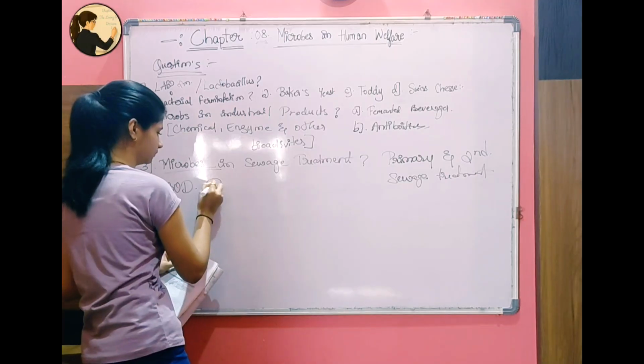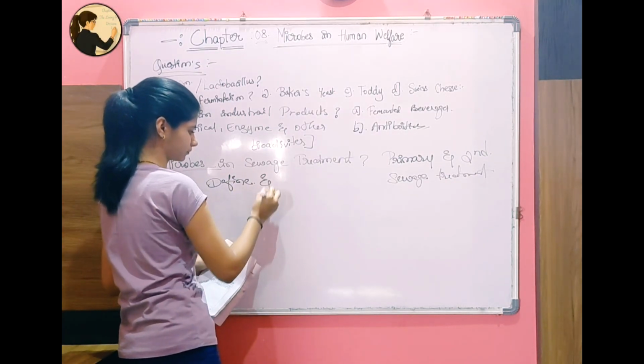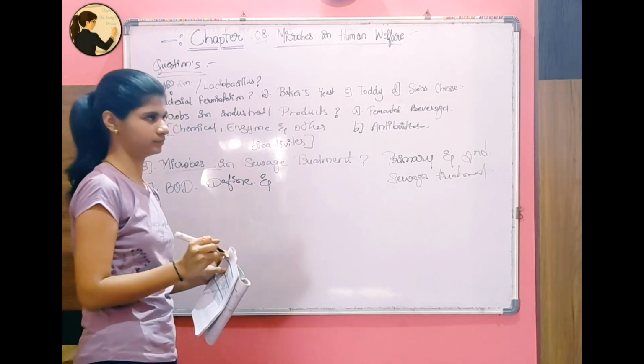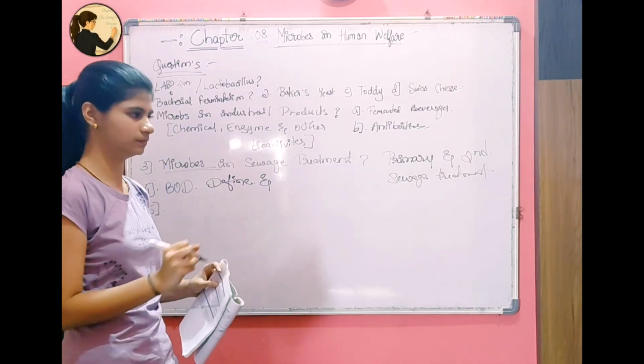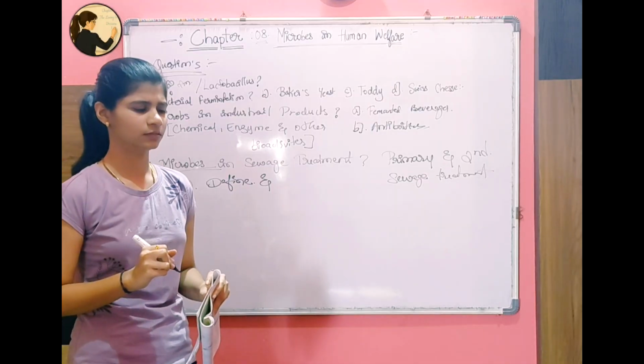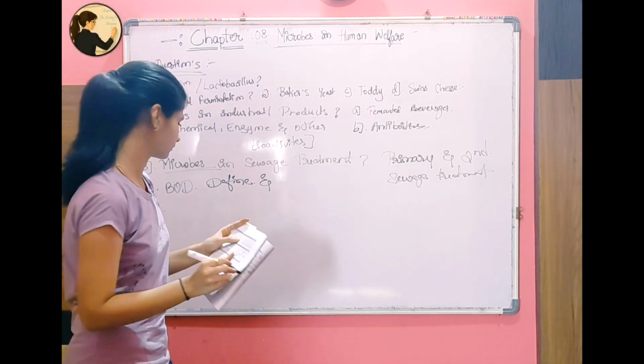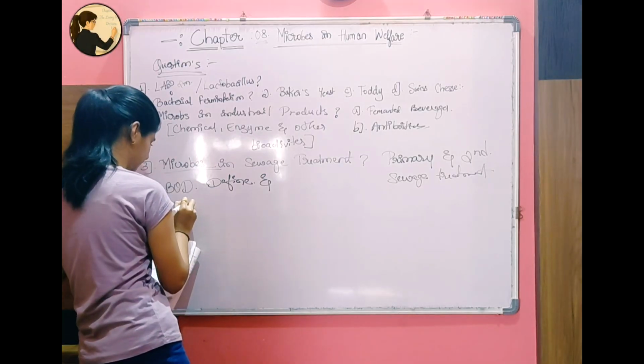See, I write for you the definition. If you write it on paper, it is 8 to 9 lines. Fifth question.